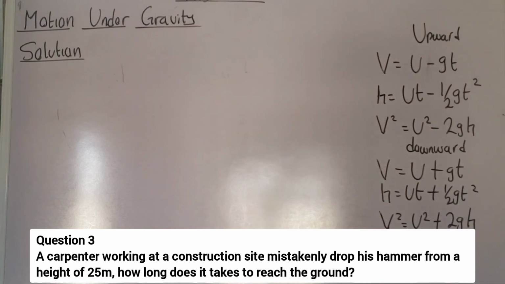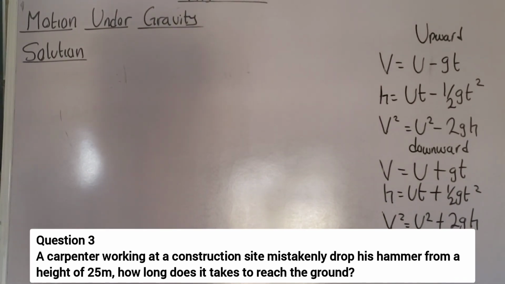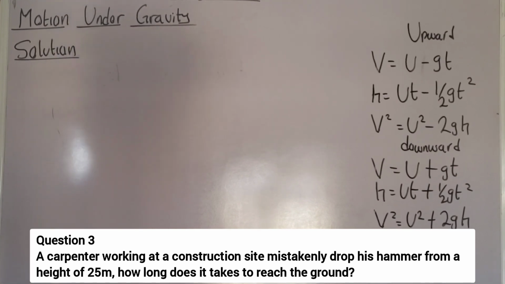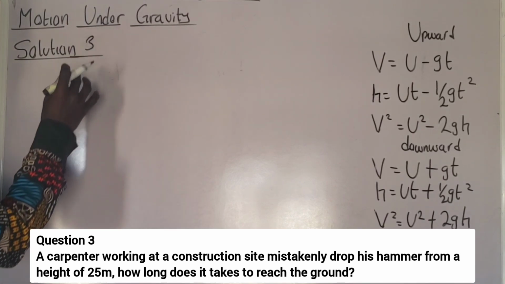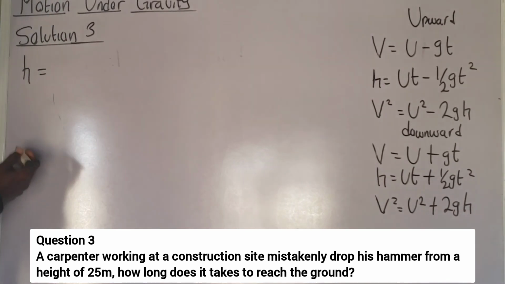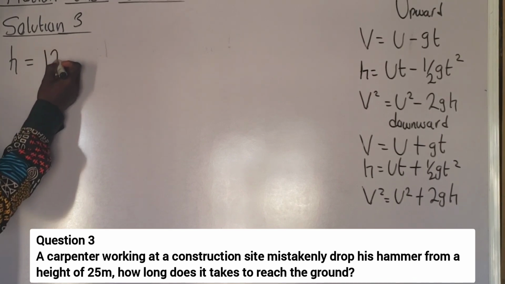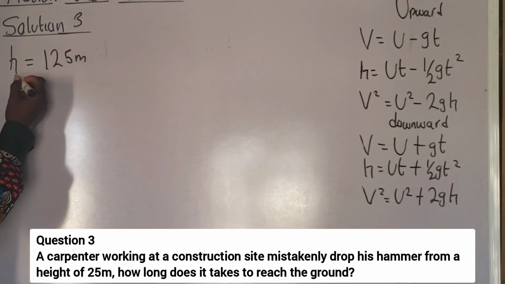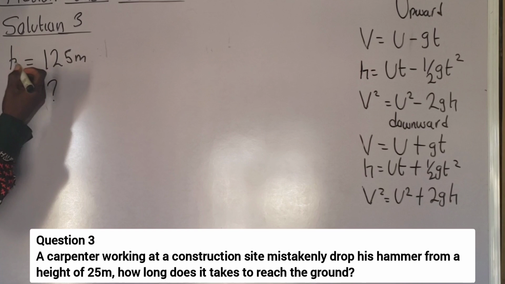Okay. A carpenter working at a construction site mistakenly drops his hammer from a height of 125 meters. How long does it take to reach the ground? Okay, that's question number 3. You understand? Now let's start by writing out the information given in the question. You are given that the hammer is dropped from a height of 125 meters. Now we are asked to calculate the time it will take to reach the ground. So t is unknown.